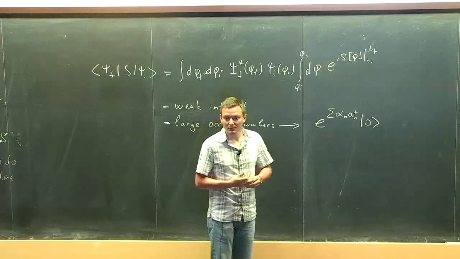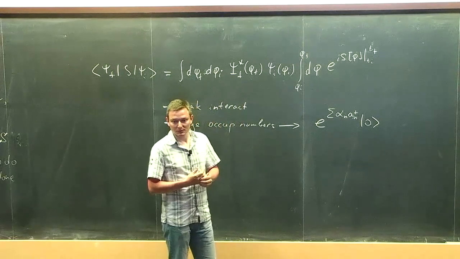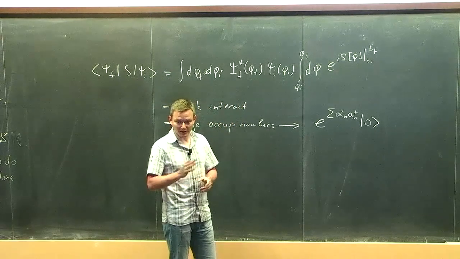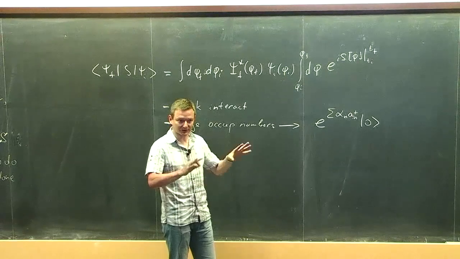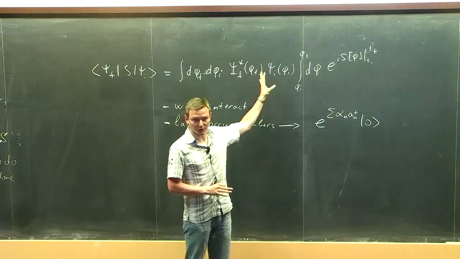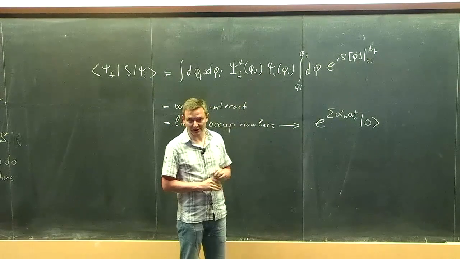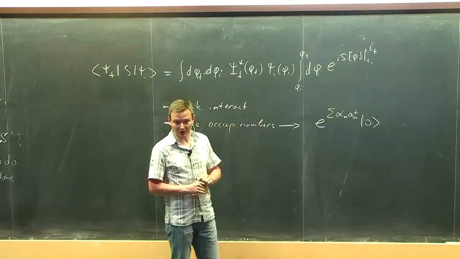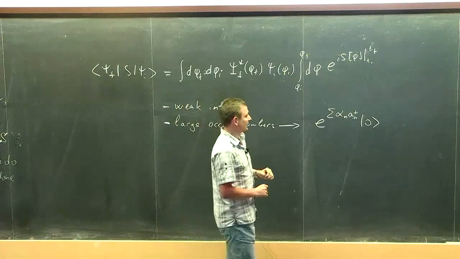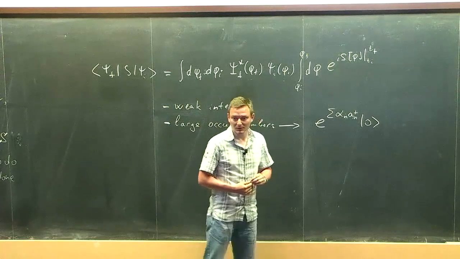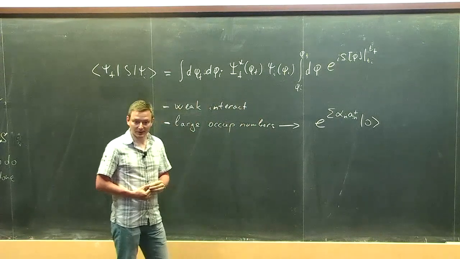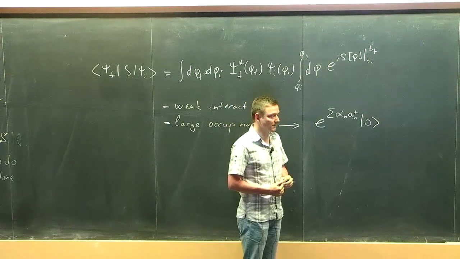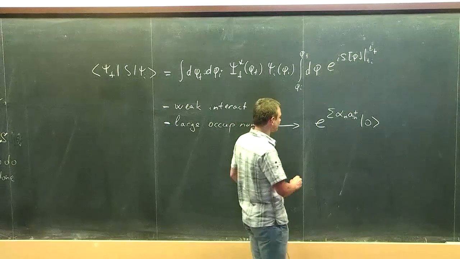When you say large occupation numbers, you want that to be true for the initial and final states, or what? Better for both. I will say a bit more about that. But let's assume that for both it's true. For both initial and final states, I take them to be described by coherent states with large occupation numbers. So a collision of two high energy particles would not be something that... Not immediately, but I will comment on that later.